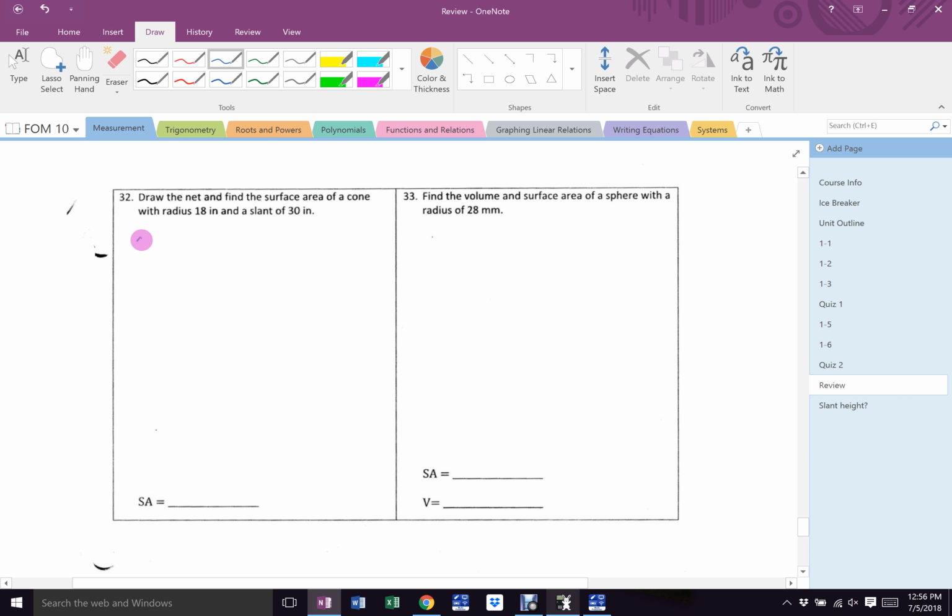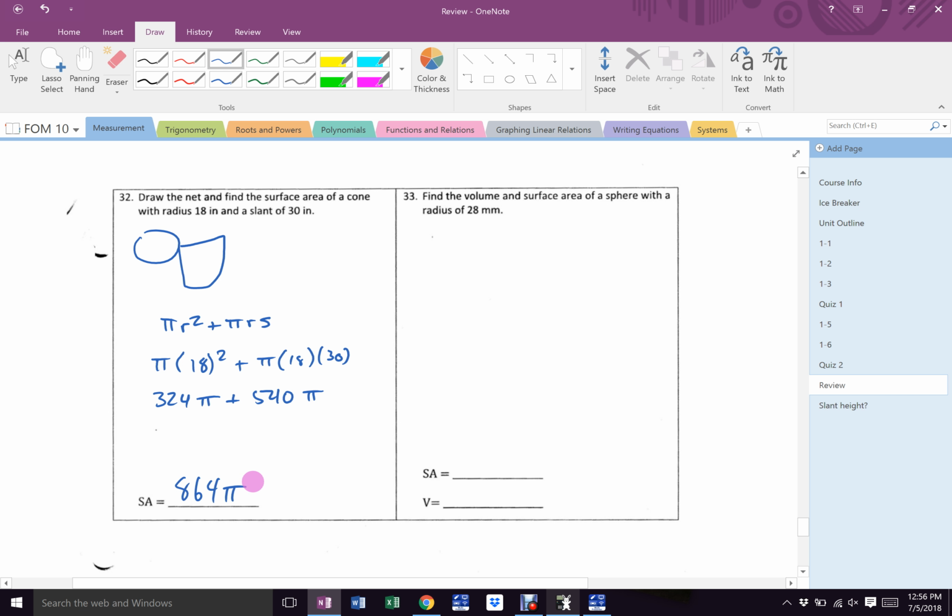Surface area of a cone. A cone looks like this. But I don't care too much if you didn't draw the net. Surface area is 2, pi, not 2, you dummy head, pi r squared plus pi r slant. You had an r, you had a slant. Is 324 pi plus 540 pi. So that's 864 pi, or 2714.3 out of 2.